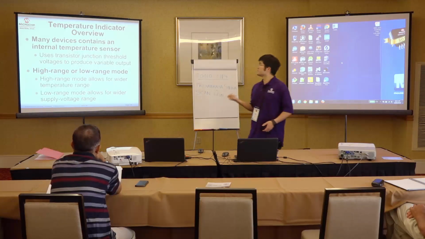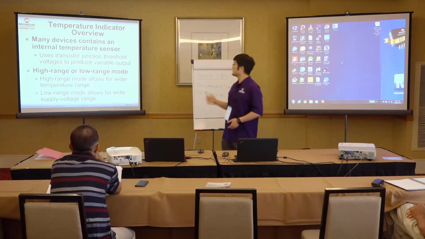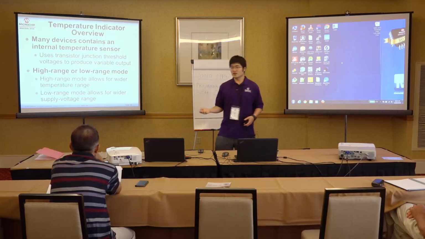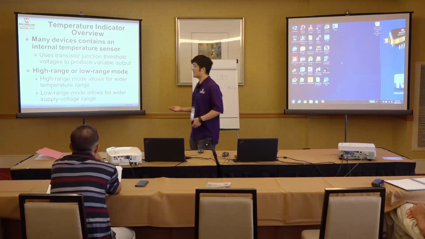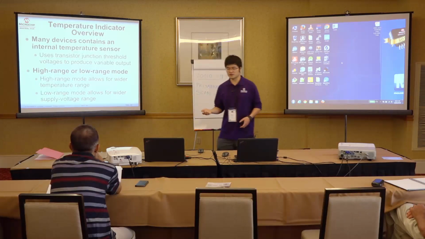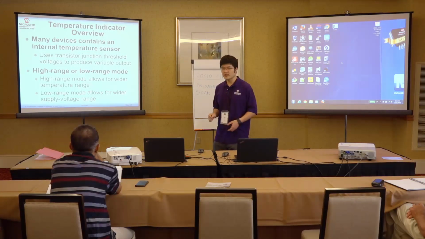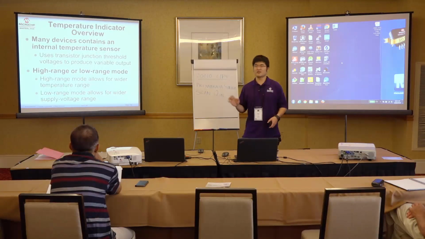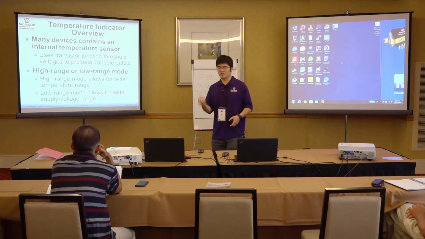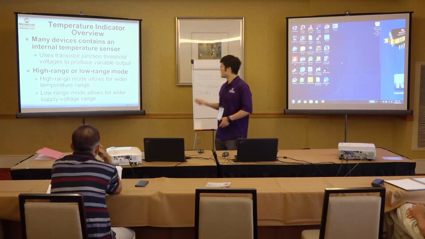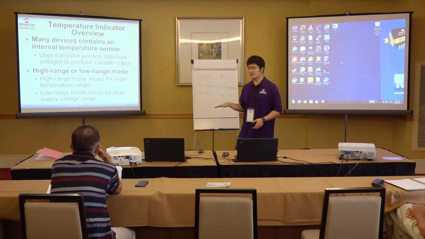What do we have with the temperature indicator? Well, it's an internal temperature indicator, and it uses the transistor junction threshold voltage to produce a variable output. So it depends on the junction threshold voltage, right? So you might guess it might not be very accurate, but it's a very inexpensive way of doing basic temperature indication. We have two working modes, high range and low range.